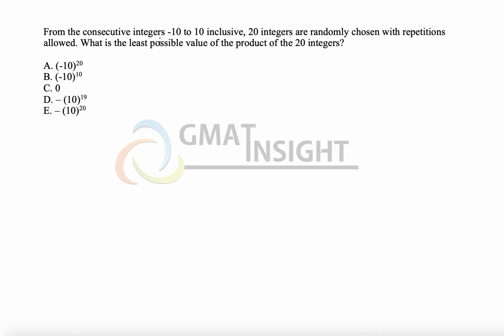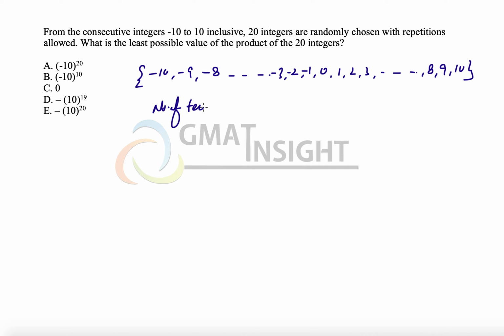From the consecutive integers minus 10 to 10 inclusive. So we have a set starting from minus 10, minus 9, minus 8, etc. 3, 2, 1, 0. They are all negative. Then 1, 2, 3, and so on up to 8, 9, 10. We have this set in which the total terms will be 21. 10 negative values, 10 positive values, and 1 is 0.